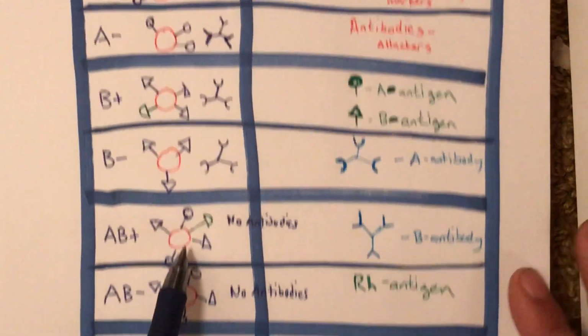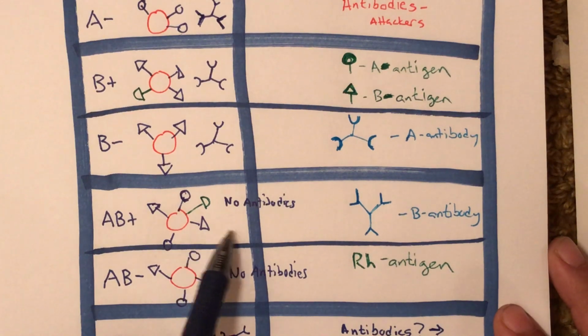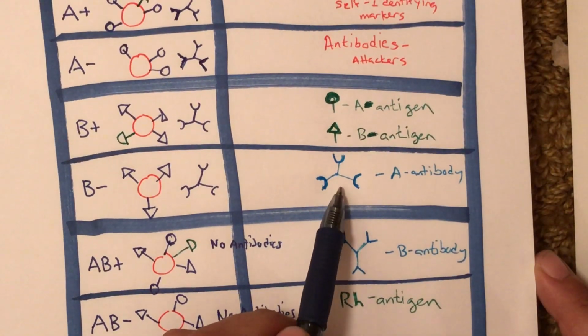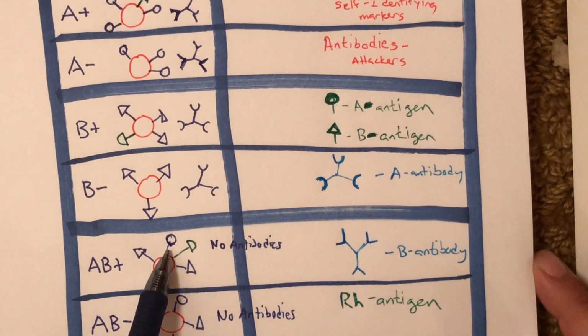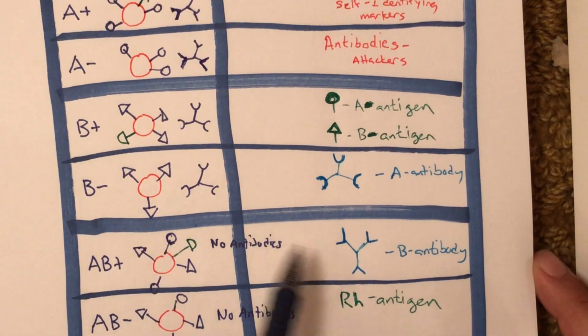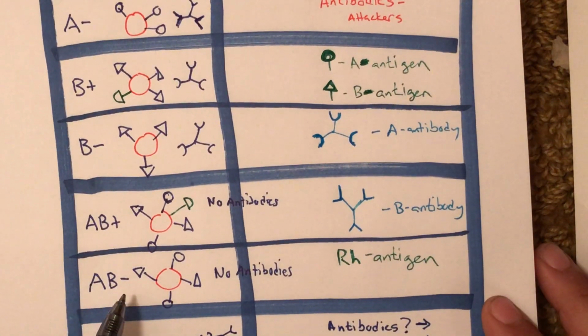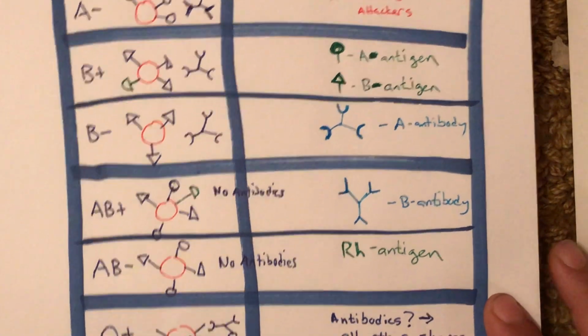The red blood cells here have both A and B antigens. What kind of antibodies can you put in here? None, because the triangular ones would bind to the triangles, and the circular antibodies would bind to the circular antigens. That would be a bad thing. You don't want to have A or B antibodies in your blood if you have AB blood, because your own antibodies would be attacking your own red blood cells.